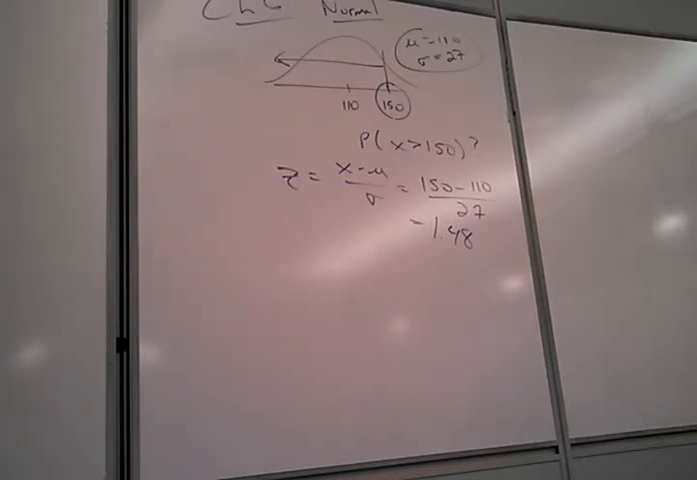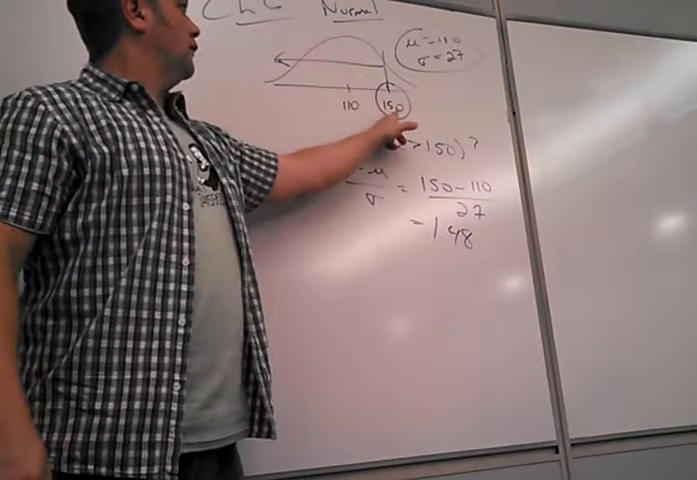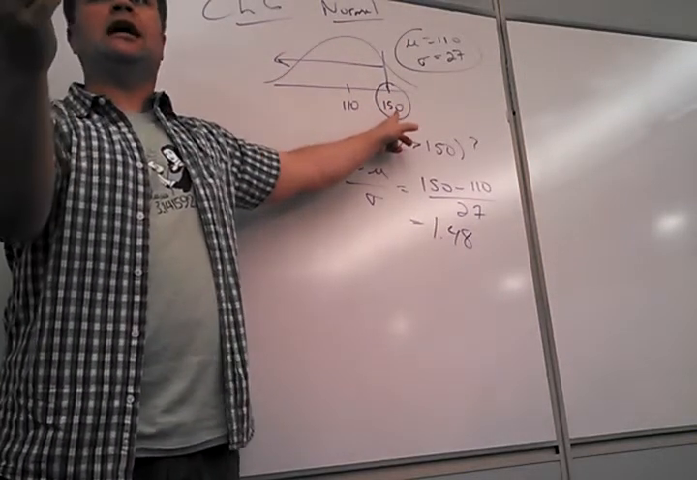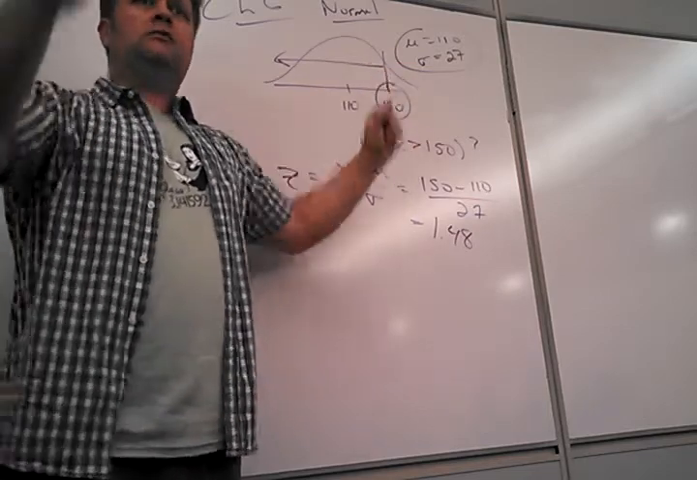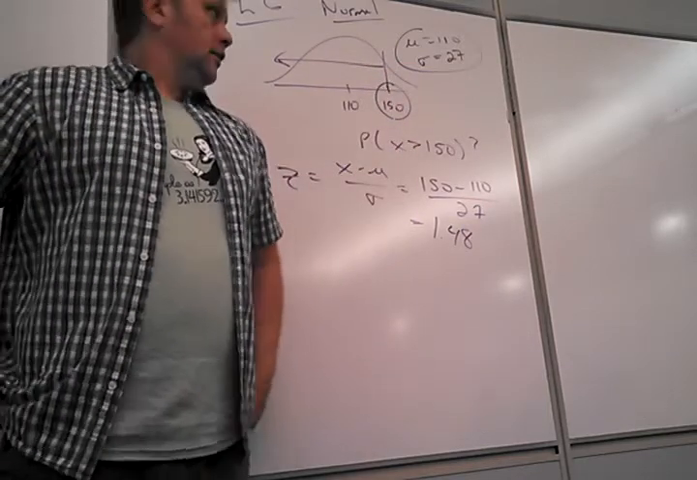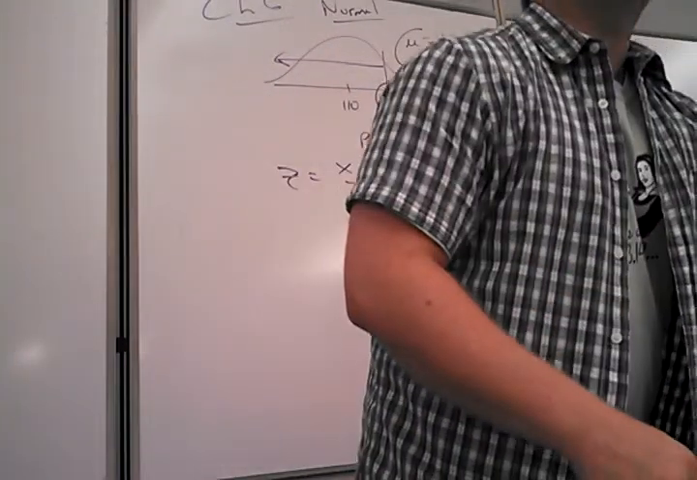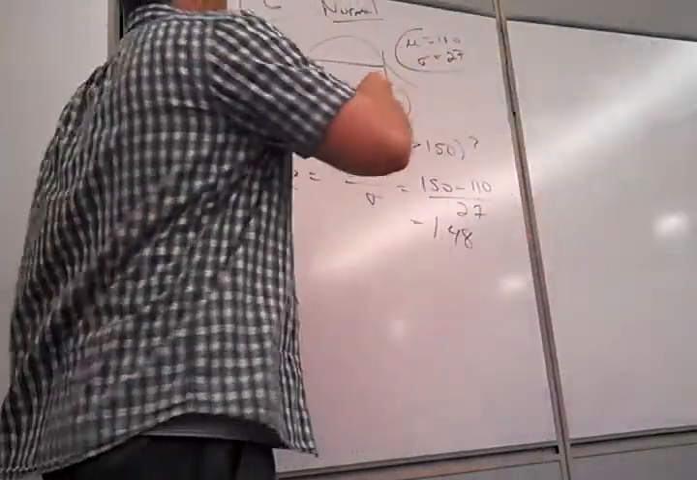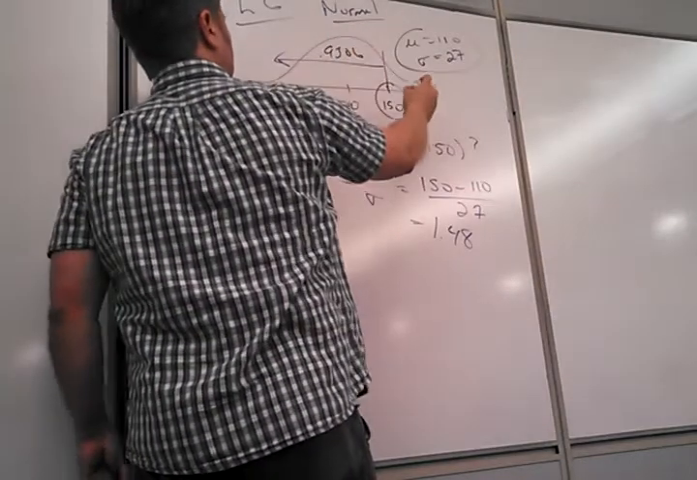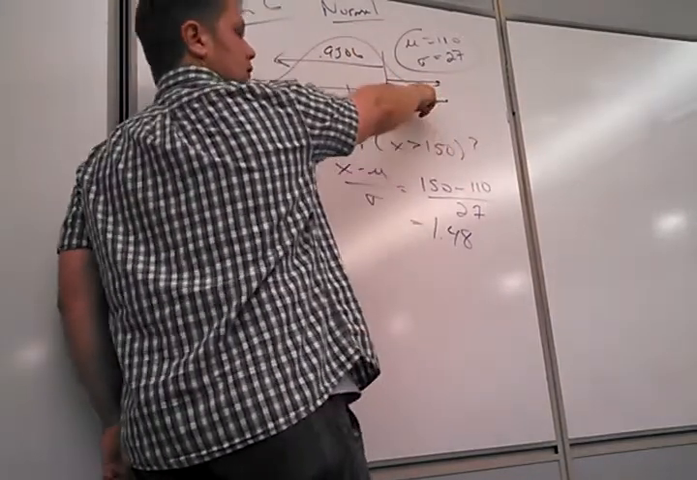So if I scored a 150, what percentile would I be in? 93rd percentile. It's crazy. So far, so good? Now, why is that okay but not good yet? Yeah, so I know this is 0.9306. So what must this be? 1 minus that. The rest. 0.0694.